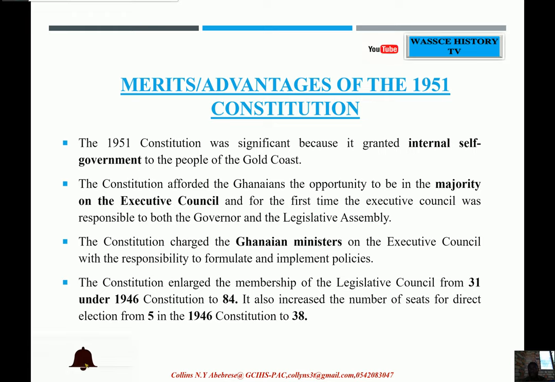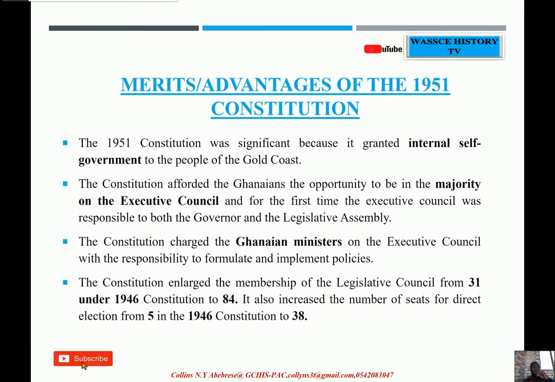Because like I have already stated, at this period, the educated elite were demanding total independence, self-determination. So if they give them 84, it's not by chance. It is something that the nationalists actually had fought for. And it also increased the seats for direct election from 5 in 1946 to 38.